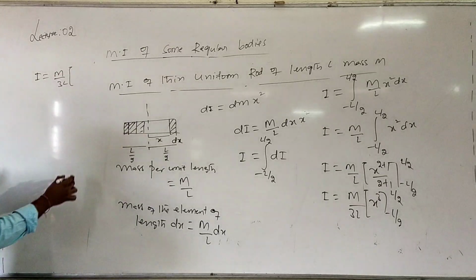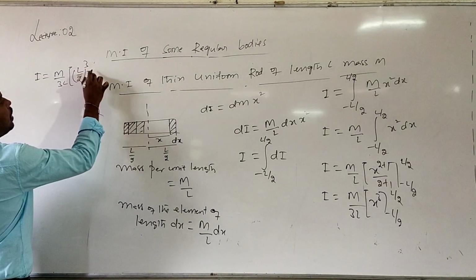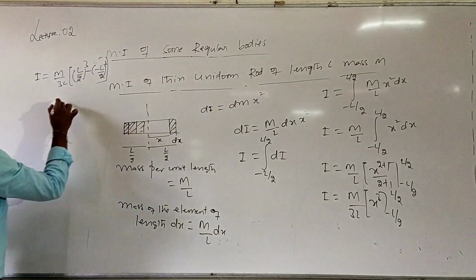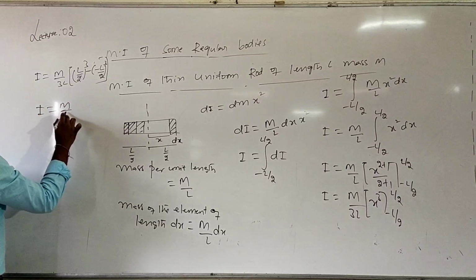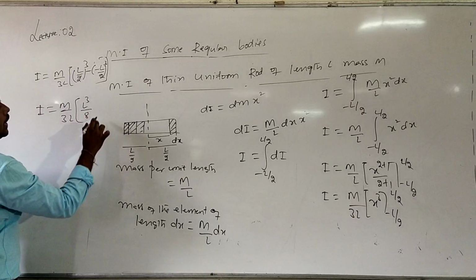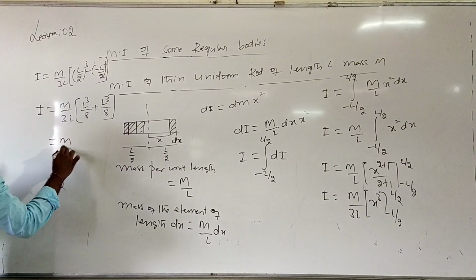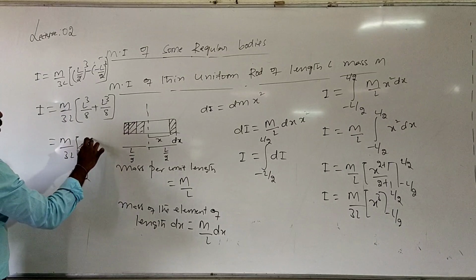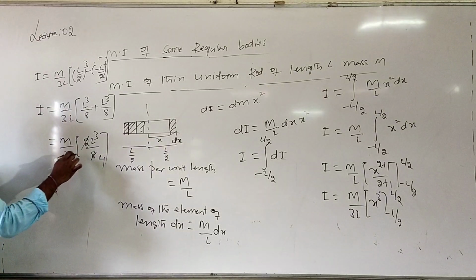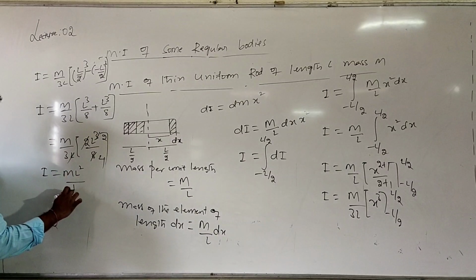Can I substitute the limits? So upper limit minus lower limit. Upper limit value: L by 2 whole cube, minus lower limit value: minus of L by 2 whole cube. So the final answer for I is equal to M divided by 3 into L, this is L cube by 8, minus into minus plus L cube by 8. So what will we get? M by 3L into 2 into L cube by 8. Then 2 ones are 2, 4. L cube by L gives L square. So what is the final answer? M L square by 12, since 3 fours are 12.